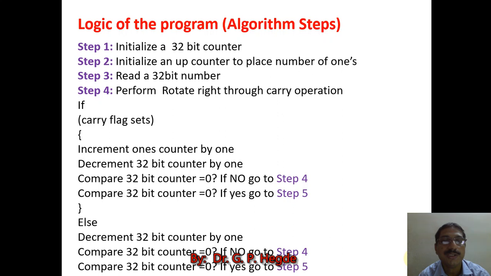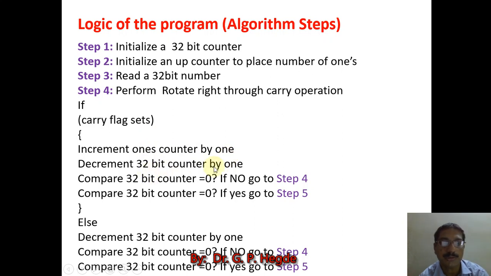Step 1, initialize the 32-bit counter first. Then in step 2, initialize an up counter to hold the number of ones. Then read one 32-bit number. Then perform one rotate right through carry, or rotate right. Then the carry flag sets for the given 32-bit number. If the carry flag sets, then increment the ones counter by one.